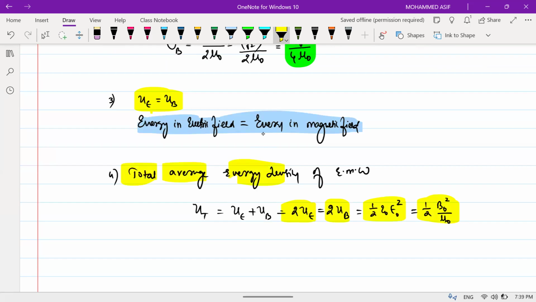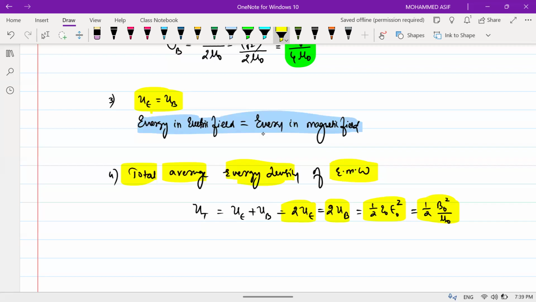Total average energy density of an electromagnetic wave is 2 times the energy density of the electric field, or 2 times the energy density of the magnetic field. So the value of that will be equal to half into epsilon naught into E naught square, or half into B naught square divided by mu naught.